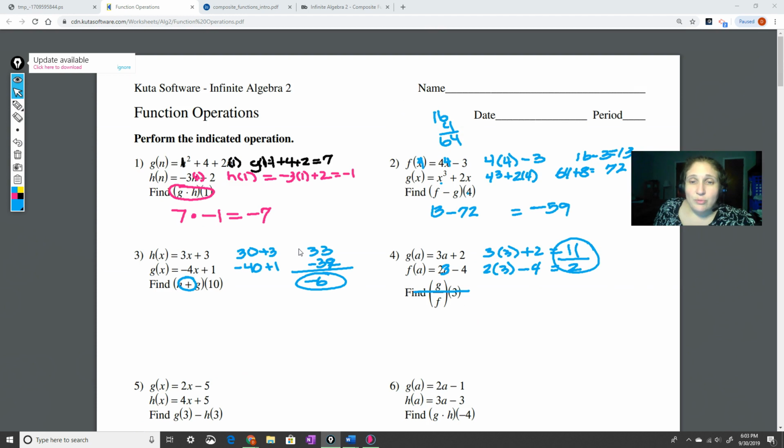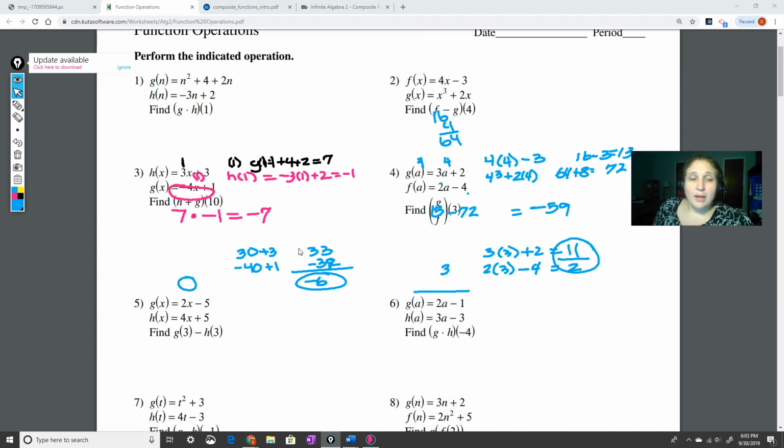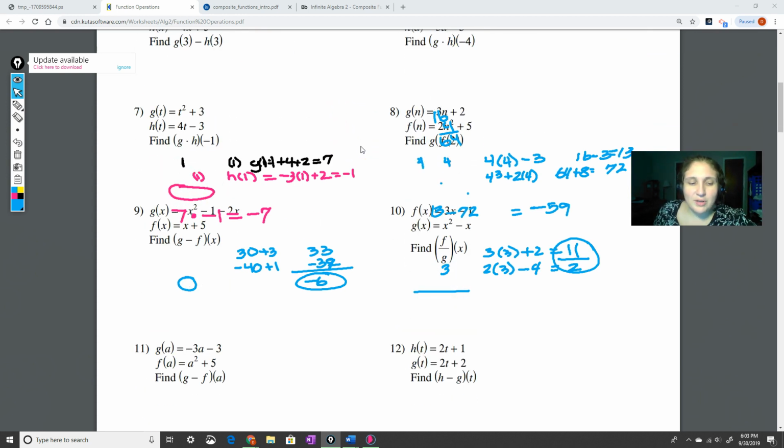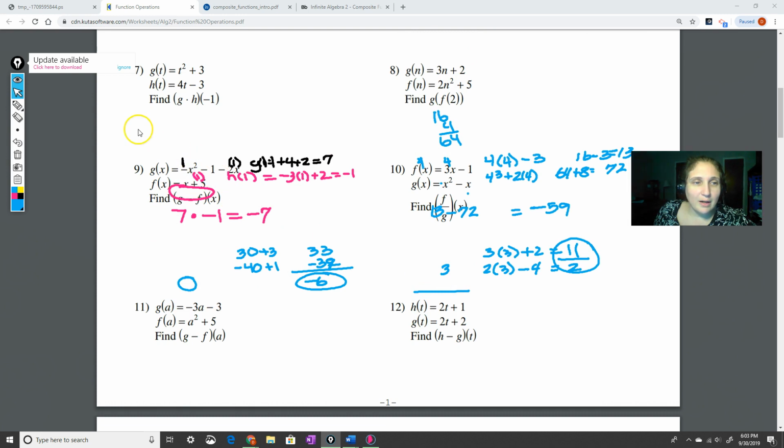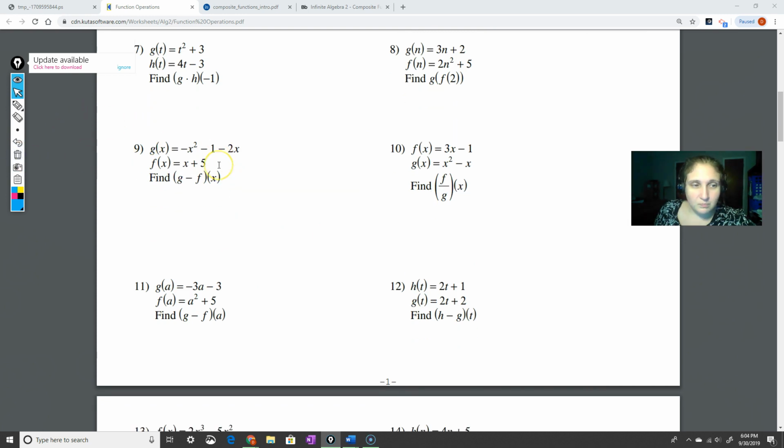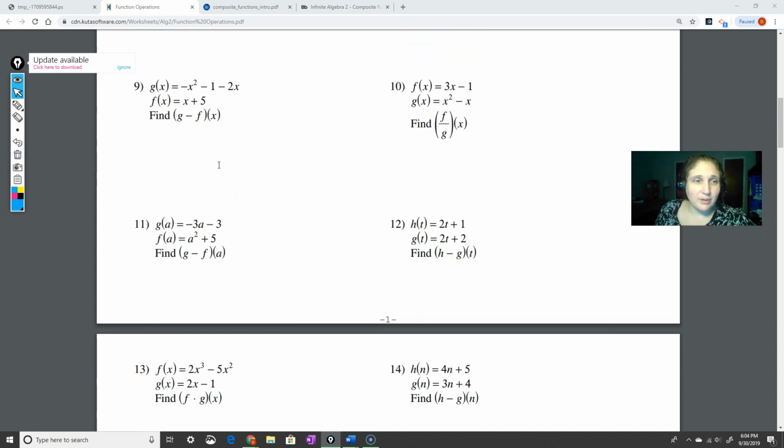That's how you do it when you don't have a variable and you just have a number, so you can do the evaluation. Sometimes you won't be able to do that. Sometimes they're going to give you a letter. And let's take a look at a couple examples like that. So let's look at number 9, for example.